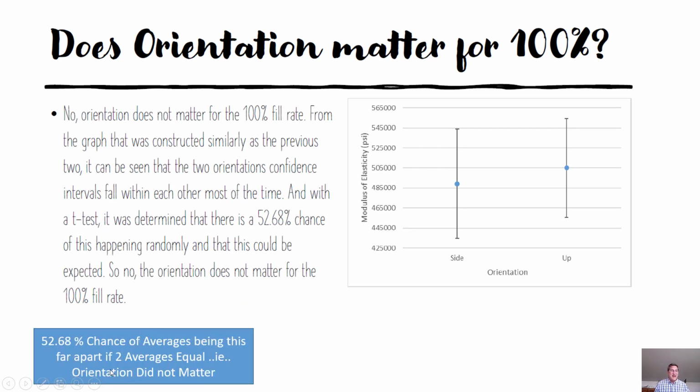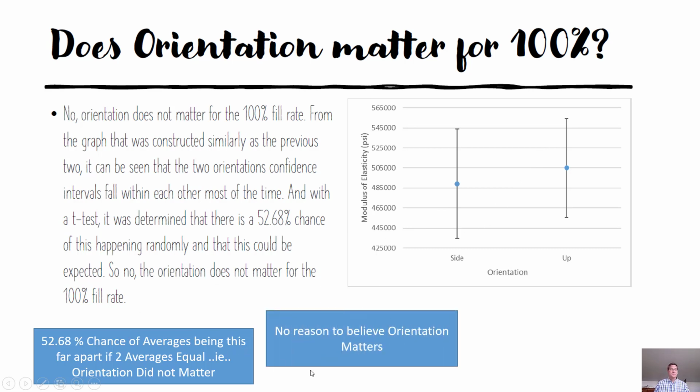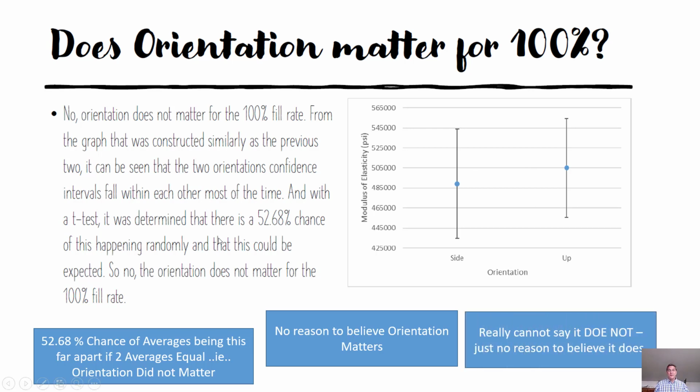Okay, and then does orientation matter for 100? No. And this is a pain with hypothesis testing, because here's what this is saying. There's a 52% chance of the averages being that far apart if the two averages are equal, if orientation did not matter. In other words, there's no reason to believe orientation matters. There's a 50% chance that could happen just randomly. I can't say orientation doesn't matter. I just don't have enough evidence to say it does matter.